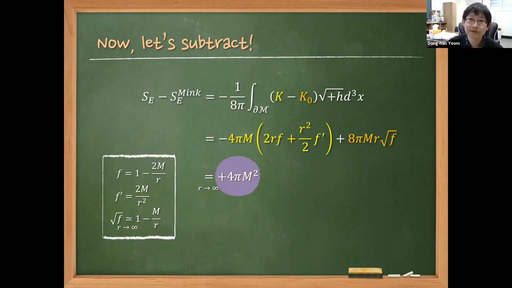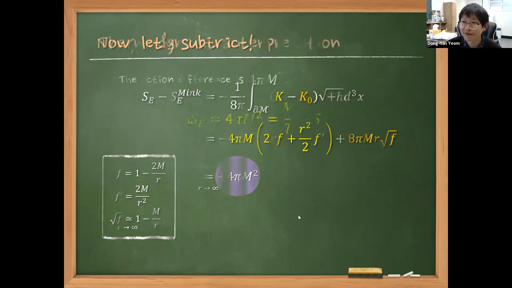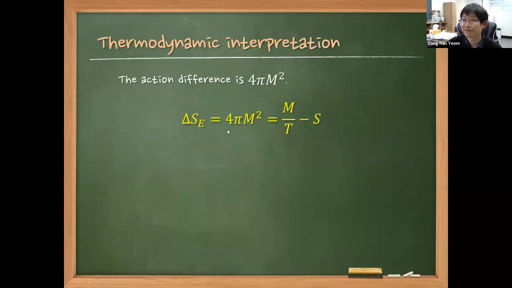So it is surprising. 4 pi m squared, if your memory is very nice, you may think that 4 pi m squared is very related to the entropy. It's very close to the entropy. But I warn that you must be very careful. This is not entropy. But as I mentioned, 4 pi m squared is the free energy over temperature.